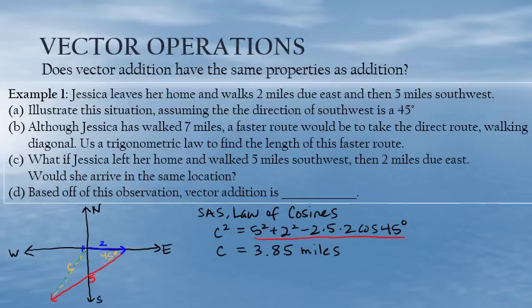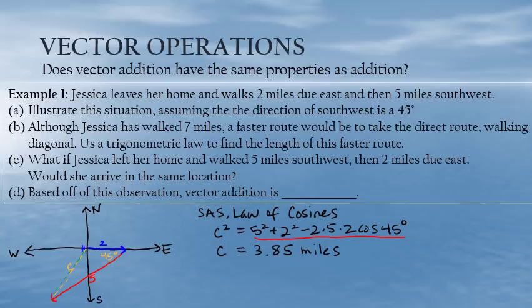Part C. What if Jessica left her home, and instead of going 2 miles east and then 5 miles southwest, what if instead she reversed it and she went 5 miles southwest and then 2 miles due east? Would she end up in the same location?